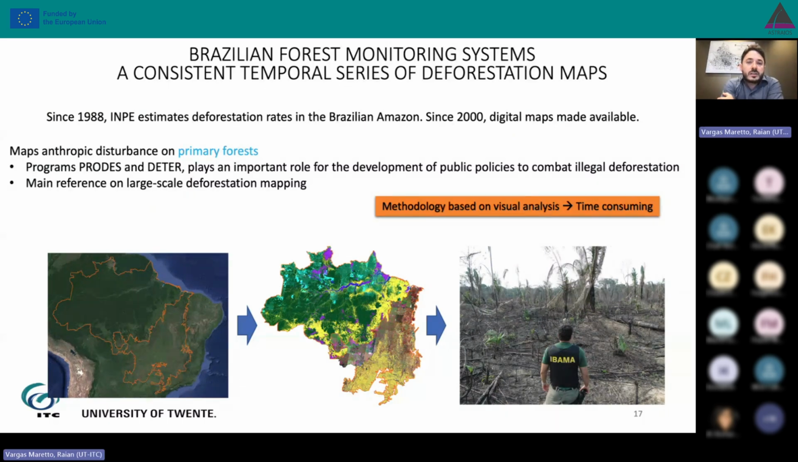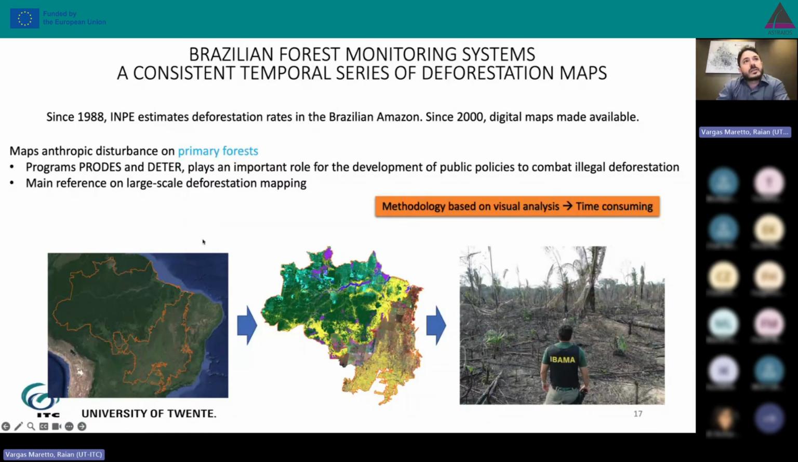So the Brazilian National Institute for Space Research, INPE, has produced since 1988 estimates of deforestation rates and also monitoring, in near real time, the deforestation in Brazil. It started with the Amazon in 1988, and later they expanded that to the whole country. And with that, programs like PRODES and the TER have played an important role in the development of public policies and in the combat of illegal deforestation. And those are the main reference on large-scale deforestation mapping nowadays.